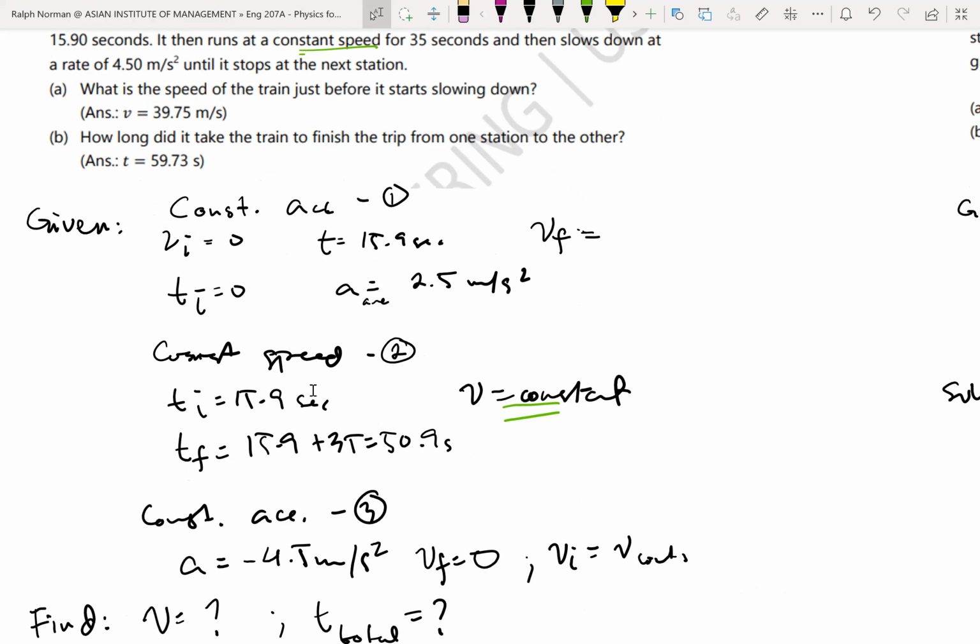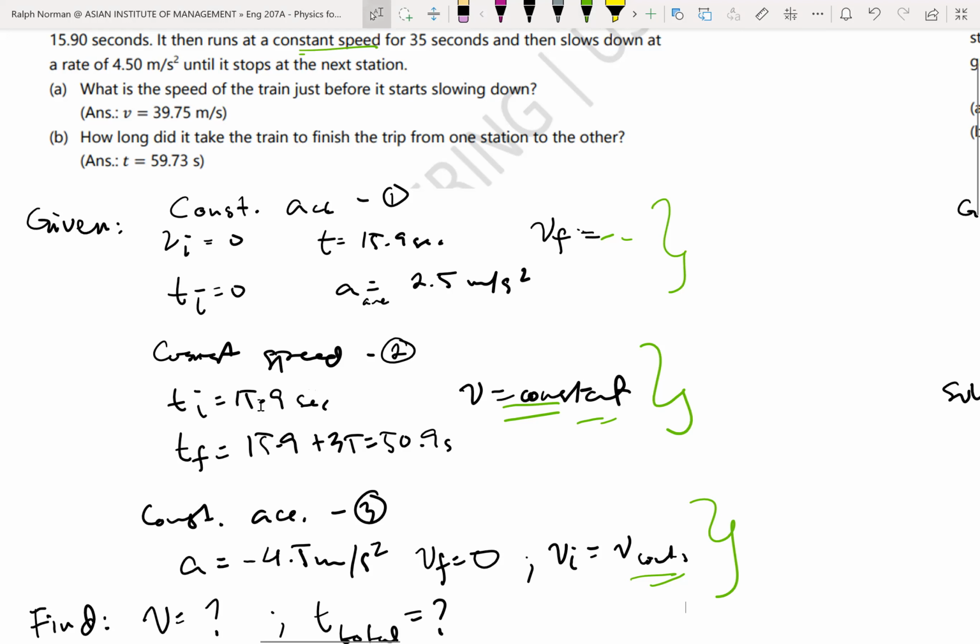We're being asked the following. What is the speed of the train just before it slows down, which is this one? And how long did it take for the train to finish the trip? So the entire trip here. So we have the time here, but we don't have the time here yet. So we just have to add them up.